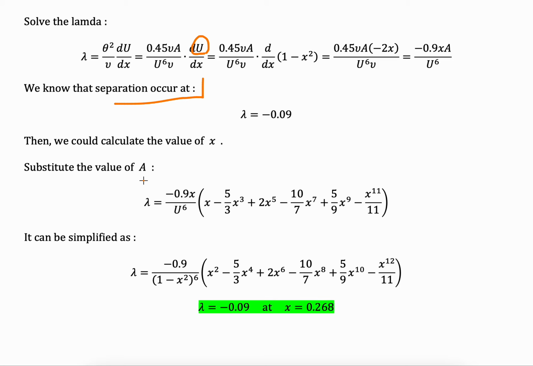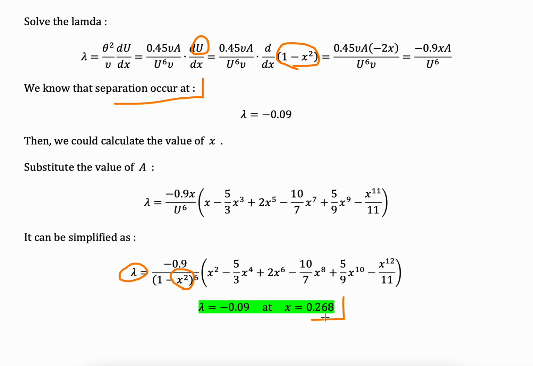So we substitute the value of a. This is the value of a, and then we could simplify the value of x here. We calculate the value of x at lambda equal to negative 0.09, and we find that x equals 0.268 meter. So what is the meaning of 0.268? It means the separation occurs at 0.268 meter for flow that fits the velocity profile of 1 minus x squared.